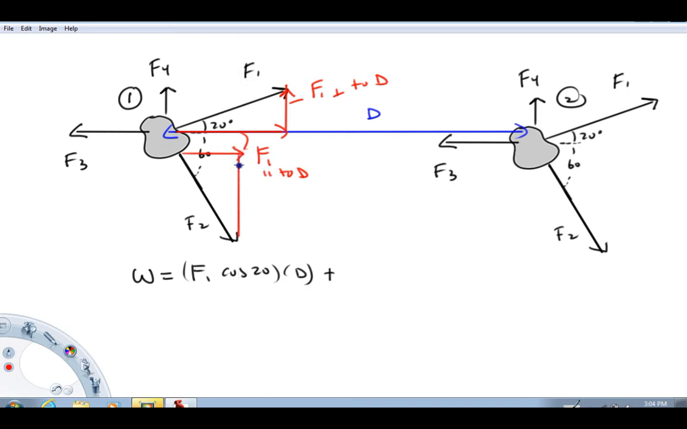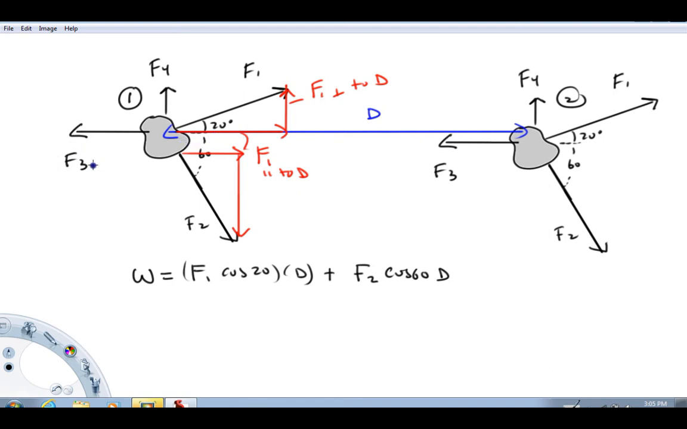Alright. There's F2 in the direction of D. F2 perpendicular to D. So F2, if we think about it in terms of components, it has a component parallel to D, a component that makes a right angle to D. When we calculate the work done by force 2, we want the parallel component. This angle is 60 degrees. That makes this component equal to F2 cosine 60. That makes the work term equal to F2 cosine 60 times D. That work term also is positive because that force component is in the direction of motion.